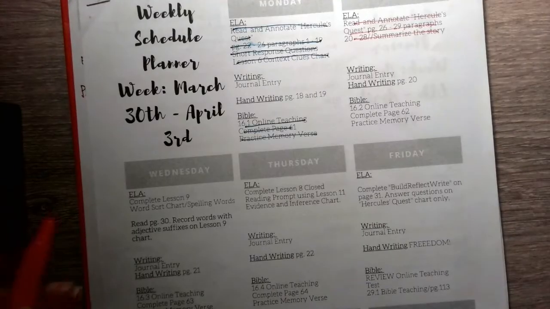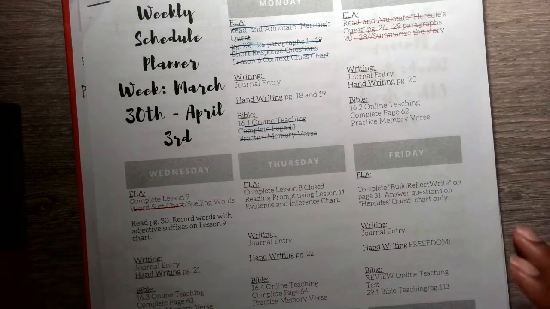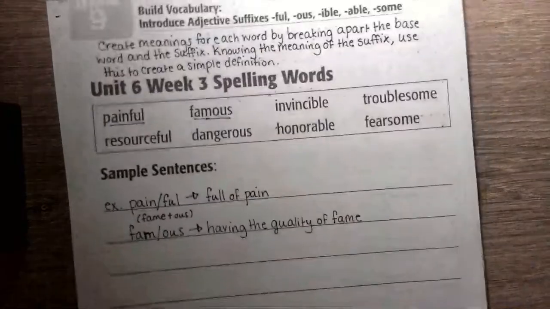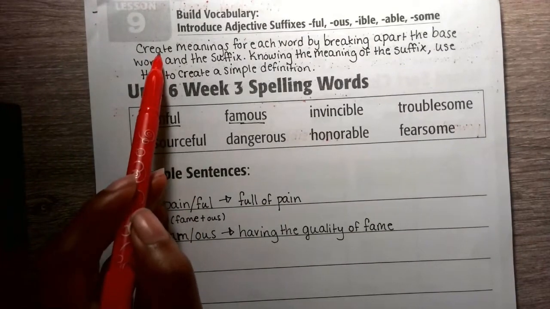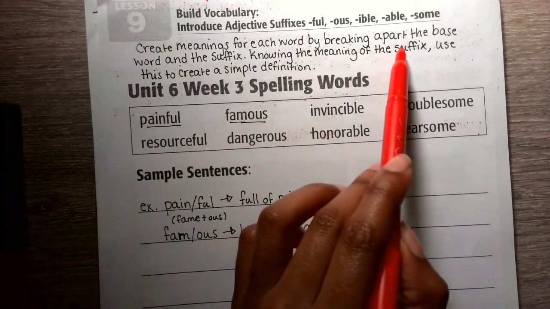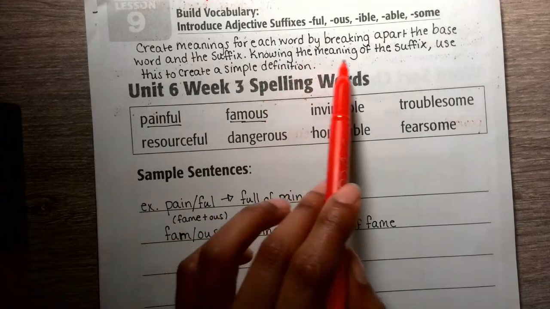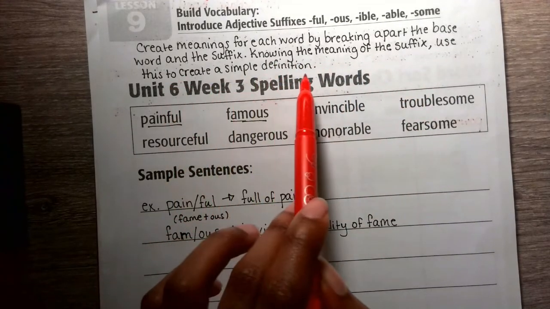Great, so we finished our first task for today, the word sort chart, so I'm going to cross that out. And we're going to move on to the back side. Let's read the directions. Create meanings for each word by breaking apart the base word and the suffix. Knowing the meaning of the suffix, use this to create a simple definition.